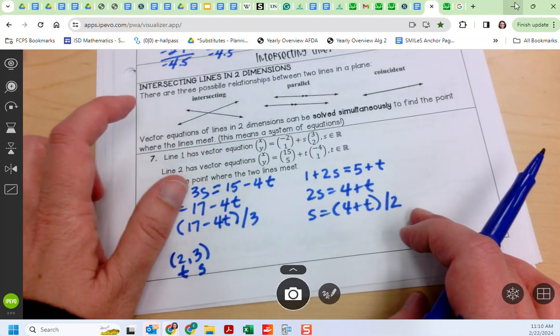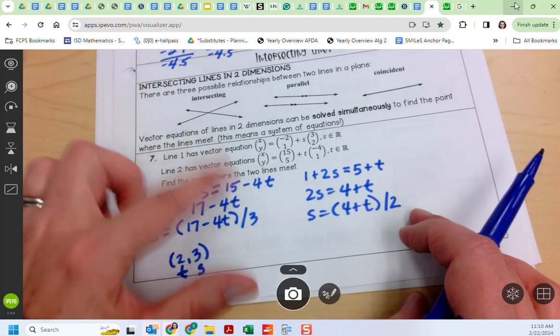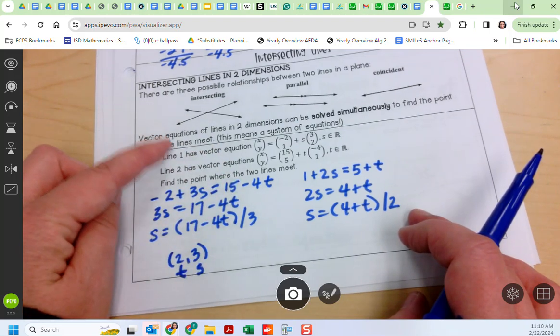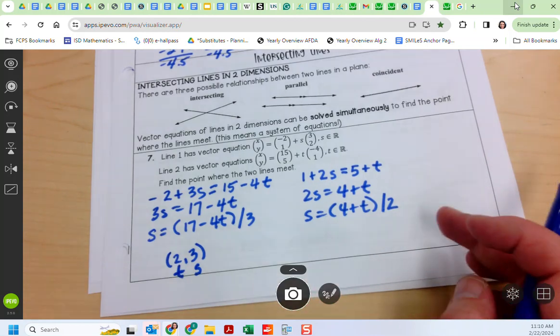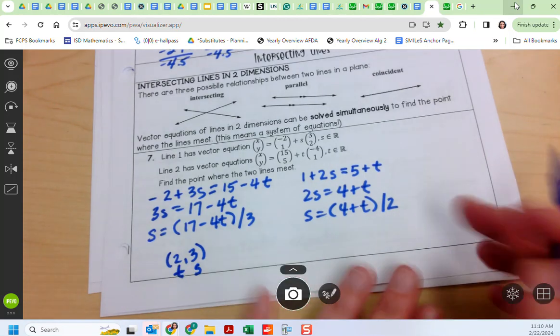But if you really want to make sure that you did it right, you can put it into both equations and make sure that they match up. So I'm going to put them into both equations. Technically, just putting into one should be fine as long as you know you're right.